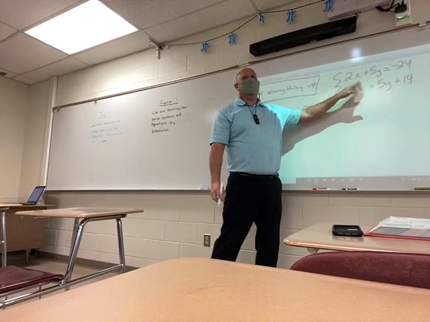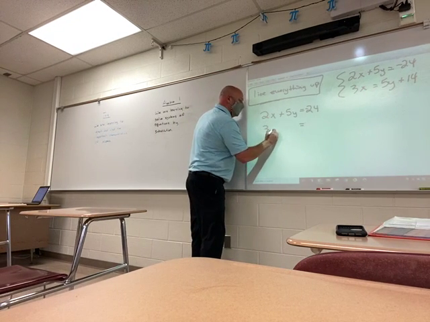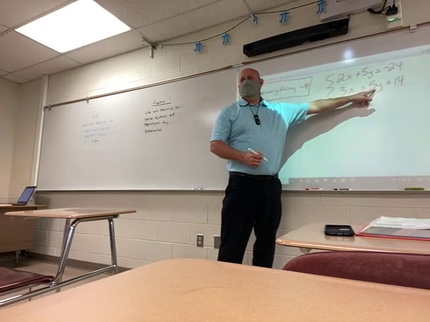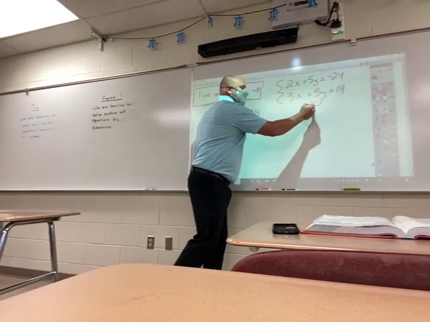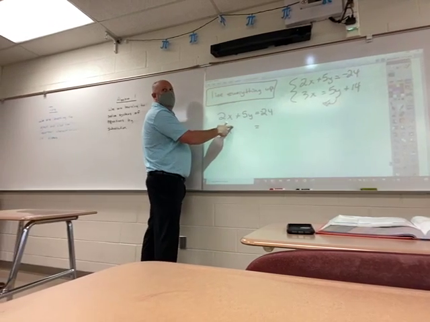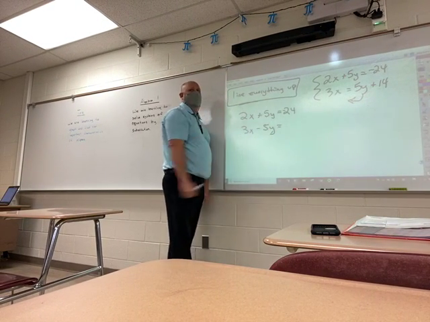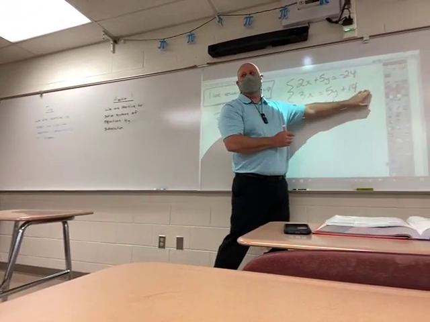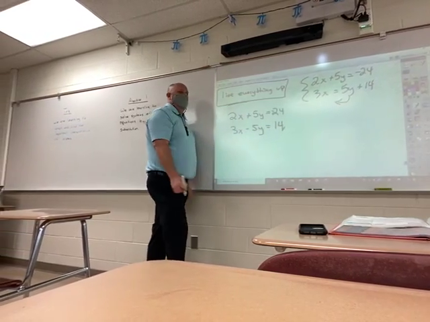Is the 3x already on the correct side? Yep, so just leave it alone. Put it right underneath the other x. Is the 5y on the correct side? No, so I have to move it. That 5y comes over here and becomes negative 5y. And I put it right underneath the other y's. Is the 14 already on the correct side? Yep, so step 1, line them up.